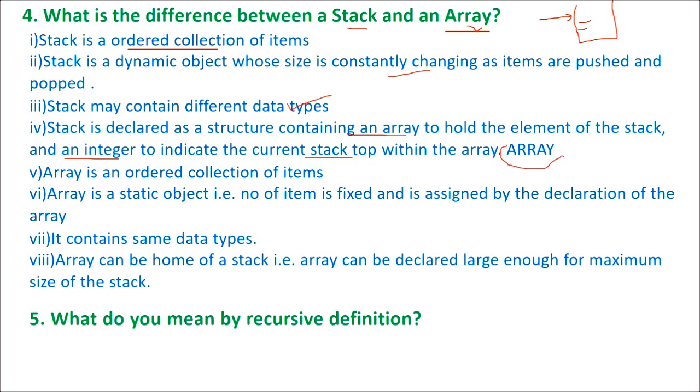Well, array is an ordered collection of items. Again, they are ordered, so there is no difference in the ordered collection of items. Both are ordered. But array is a static object. That means the number of items is fixed. They are assigned by declaration of an array. And unlike stack, the array must contain the same data type.